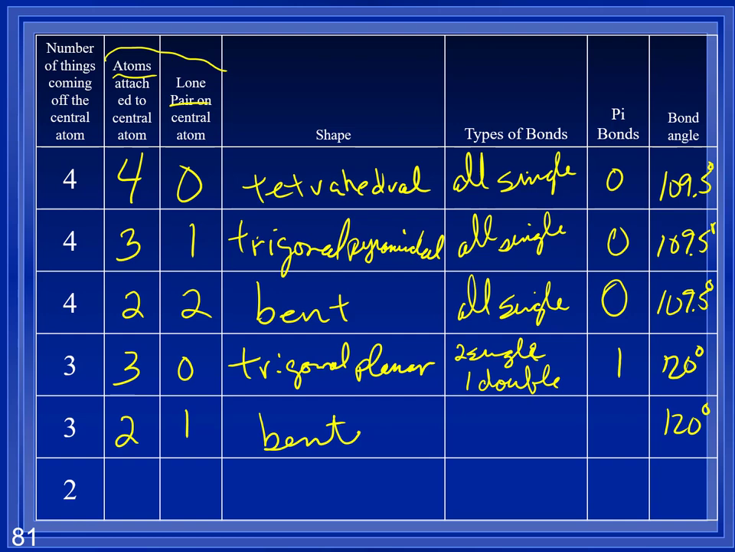Types of bonds, well, that had 1 single and 1 double. And that means it had 1 pi bond, because the double bond has a pi bond. Okay with that? This is just a review of what we did a second ago.